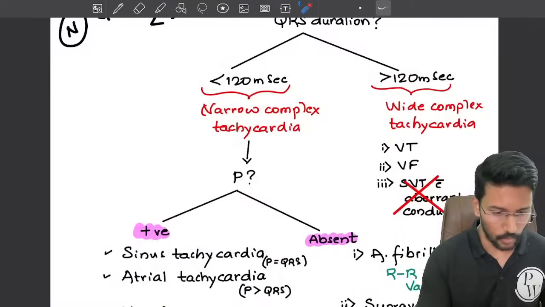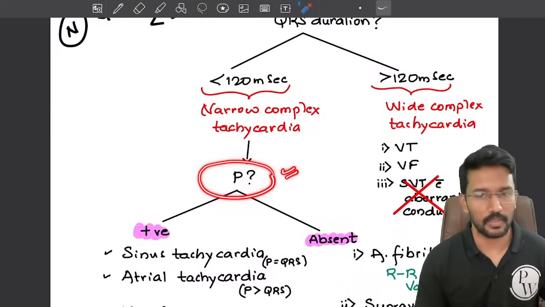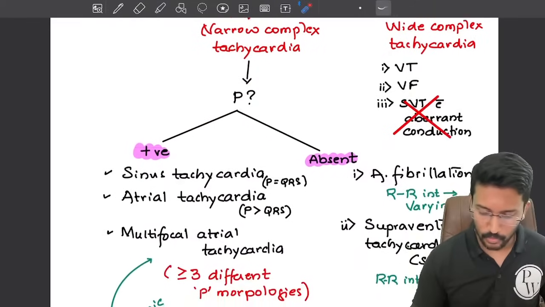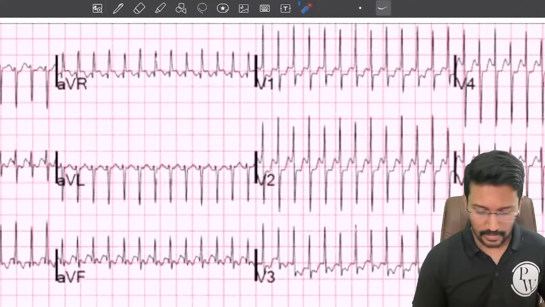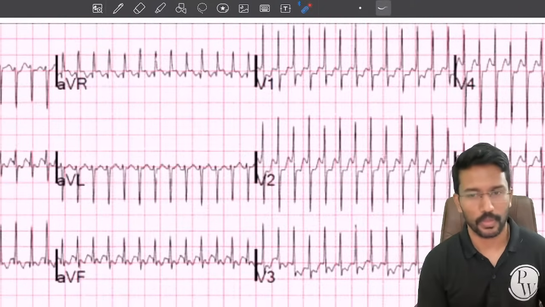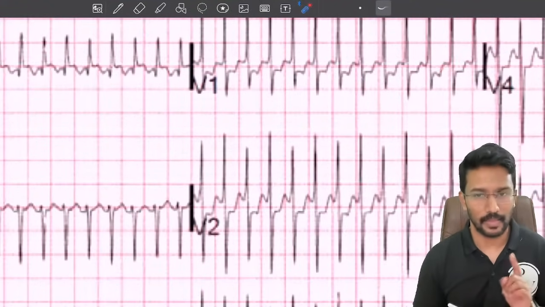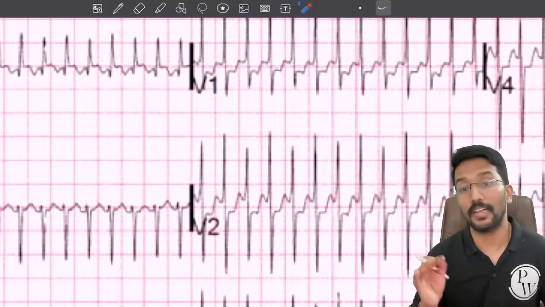When we have narrow complex tachycardia, what should we see? We should see whether there is a P wave present or not, right? So if the P wave is absent, then it could be atrial fibrillation or SVT. In this case, there is no clearly identifiable P wave. Okay, you may say, sir, what about this? Isn't this a P wave? The answer is no. The first thing is that T waves are generally not absent.